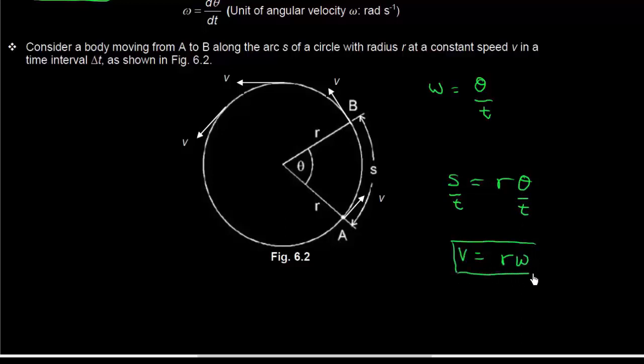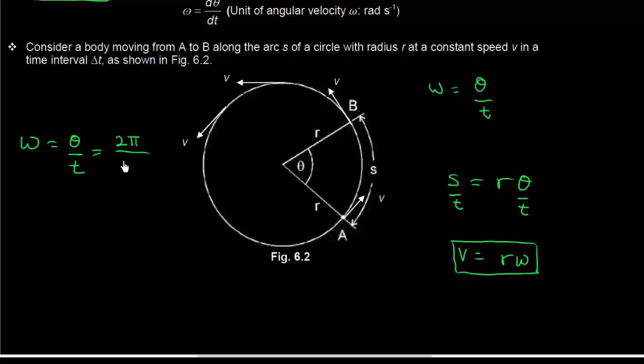Please do not forget, omega is theta over T, right? What is theta? Theta is the angle traveled. What if I travel this in one round? What is the angle traveled? The angle traveled is 2 pi radians, right? 2 pi radians. When the object travels in one round, what is the time we call it?